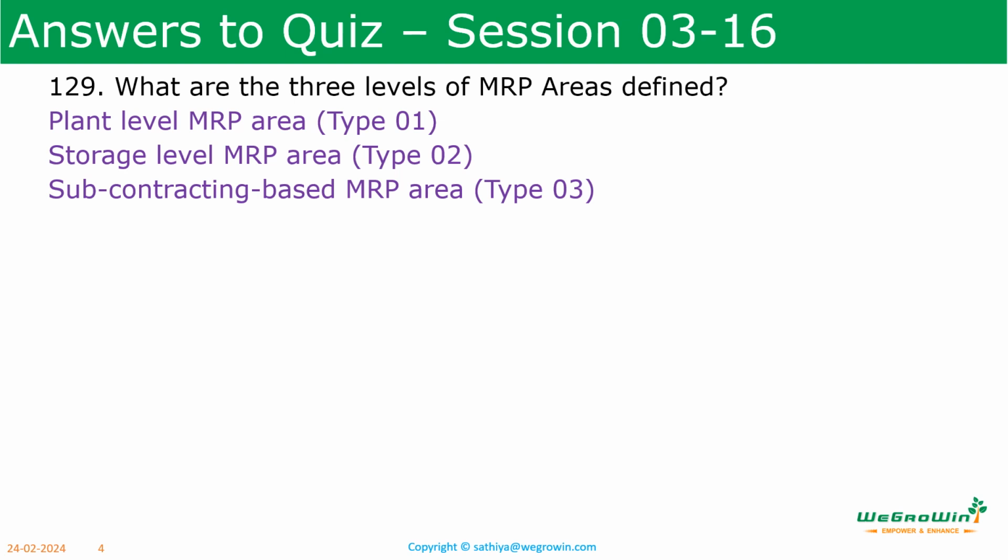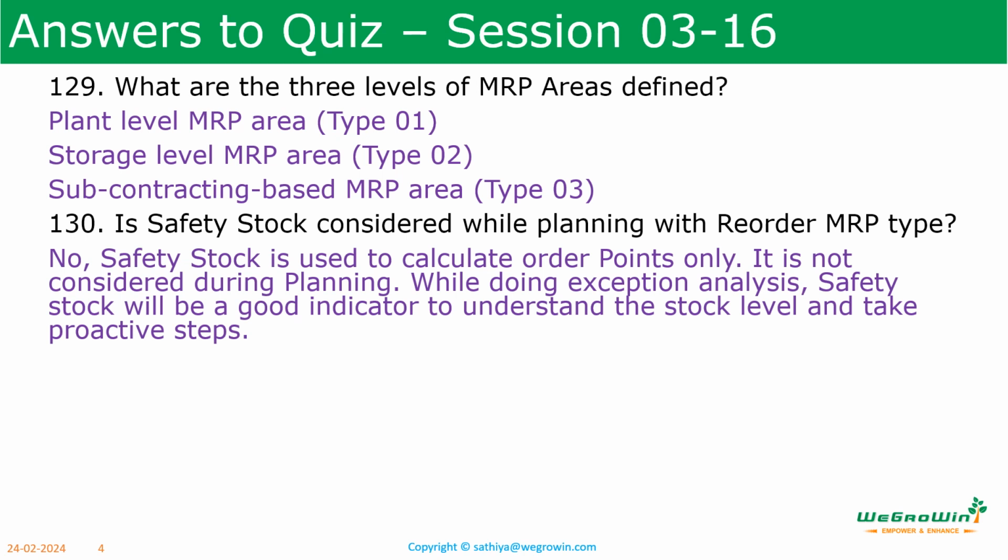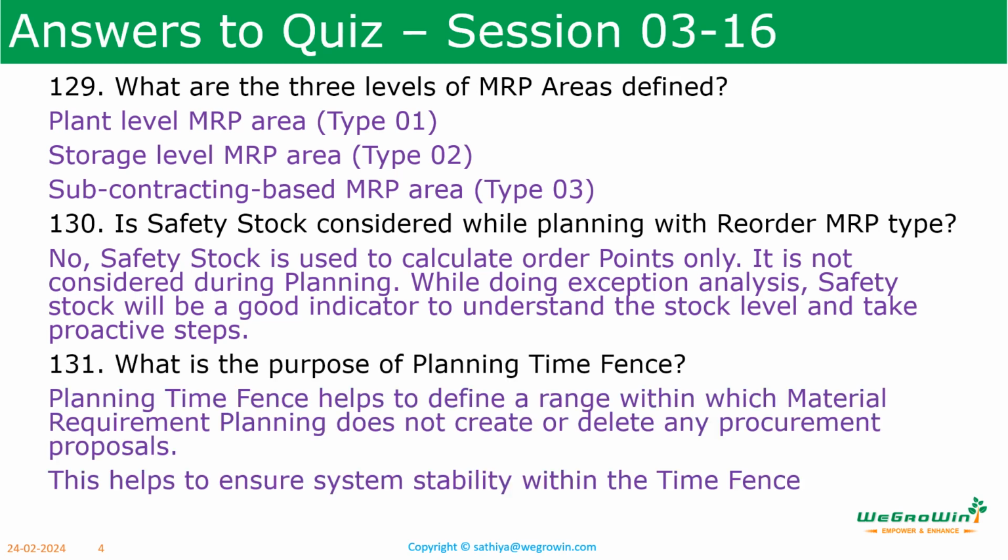What are the three levels of MRP areas defined? Plant level MRP area, storage level MRP area, and subcontracting level MRP area. Is safety stock considered while planning reorder MRP type? No. Safety stock is used to calculate reorder points only. It is not considered during planning, but it is used to calculate the reorder point. At the same time, while doing exception analysis, safety stock will be a good indicator to understand the stock level and take proactive steps.